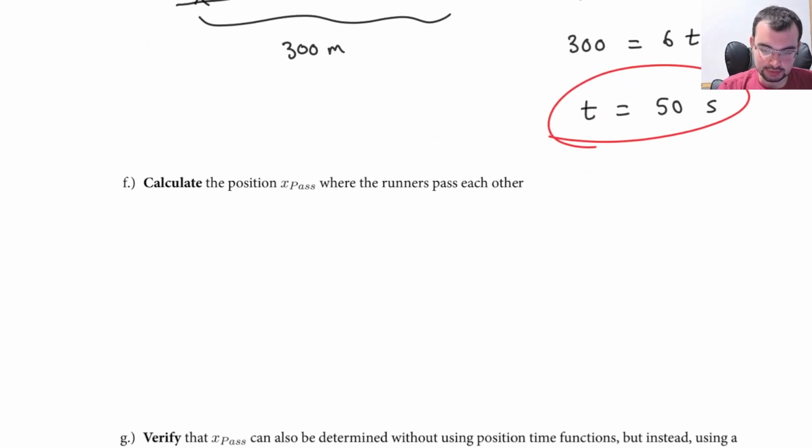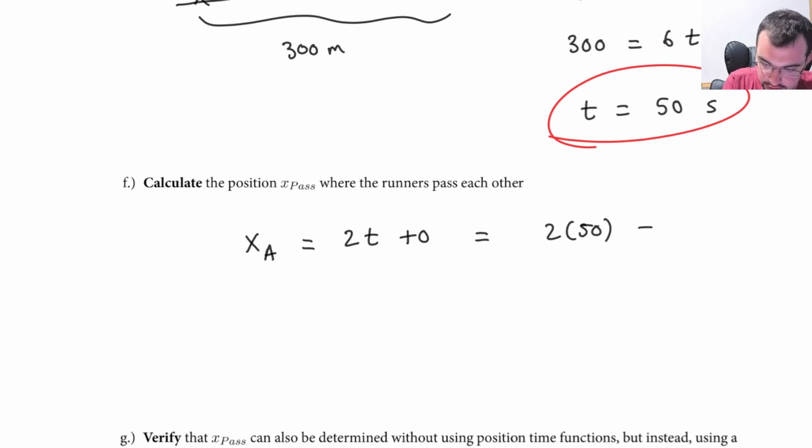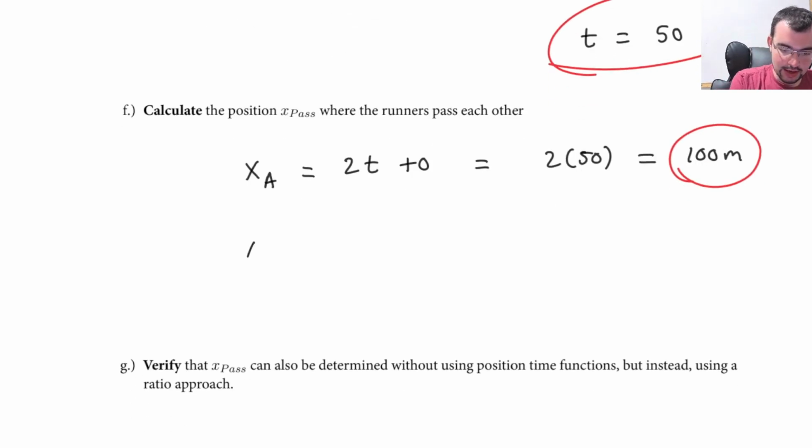Well, this just involves plugging in. So you can pick either function. So we said that x of A was just 2t plus 0. So if I plug in 50 to that function, I get 100 meters, which is noticeably not the midpoint, right? It's closer to A. And we better get the same result for B, or we totally messed up.